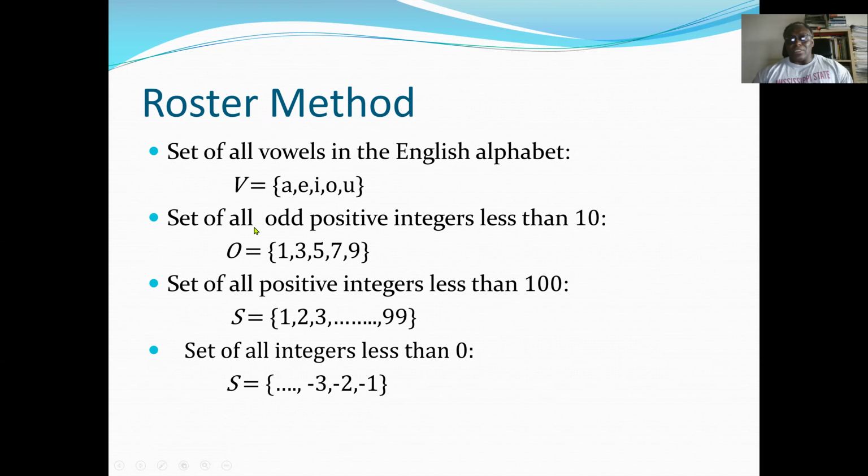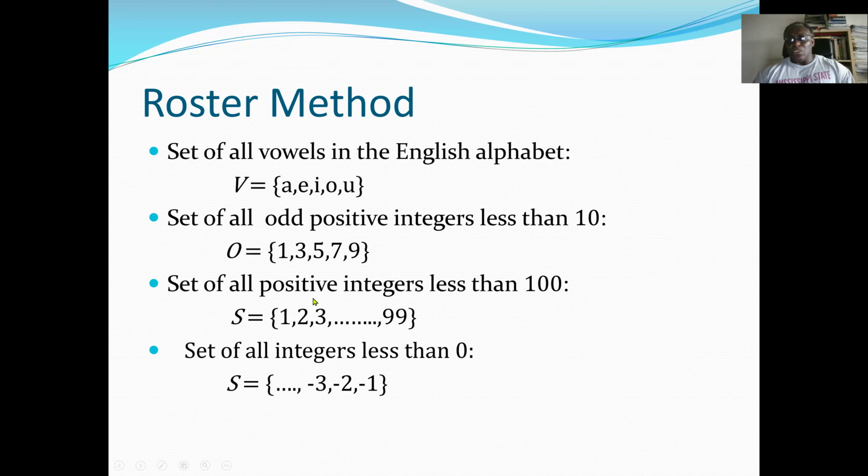Also, we have another set, a set of odd positive integers less than 10. So I will look at the possible odd numbers less than 10. The set name is O. Then we can see that we're dealing with only positive odd numbers. The question says set of all odd positive integers. So we start from 1, 3, 5, 7, 9. We can't go to 11 because here we say odd positive integers less than 10.